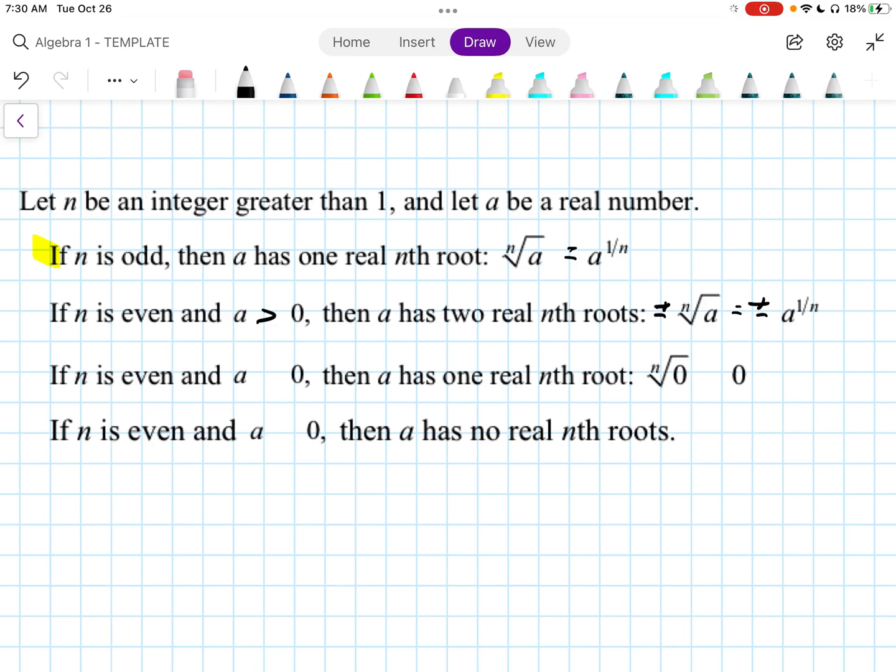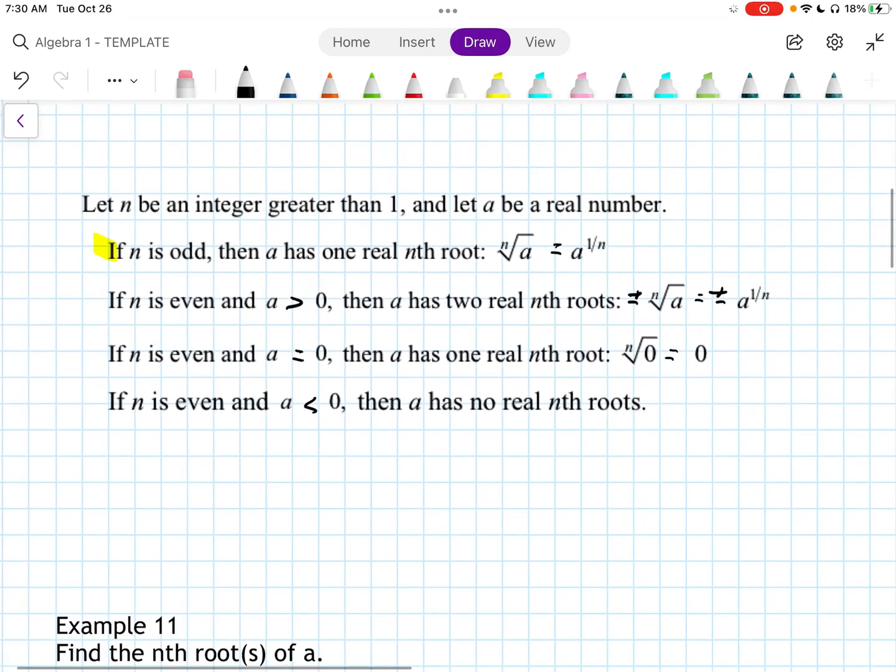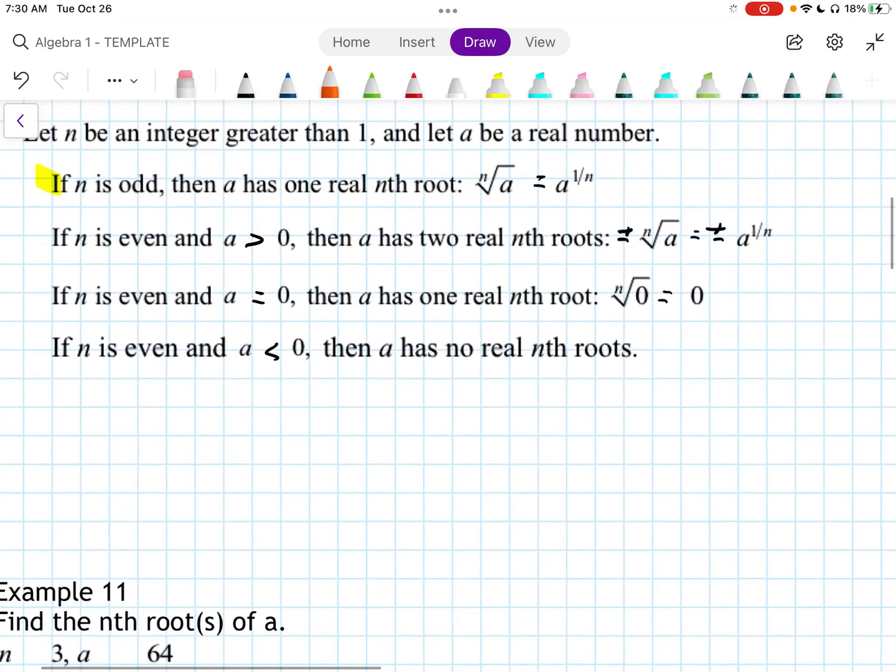If n is even and a equals 0, then a has 1 real nth root. The nth root of 0 is 0. If n is even and a is less than 0, then a has no real nth roots. All right, and what are all these meaning? This bottom one is probably the easiest one. It's talking about even. It's saying that the square root of, like, -4 does not exist, right? There's no square root of -4. -4 is less than 0, so it's saying it has no root.